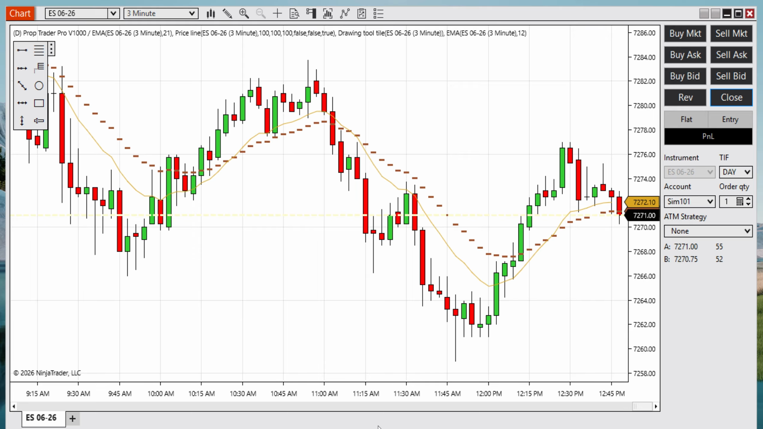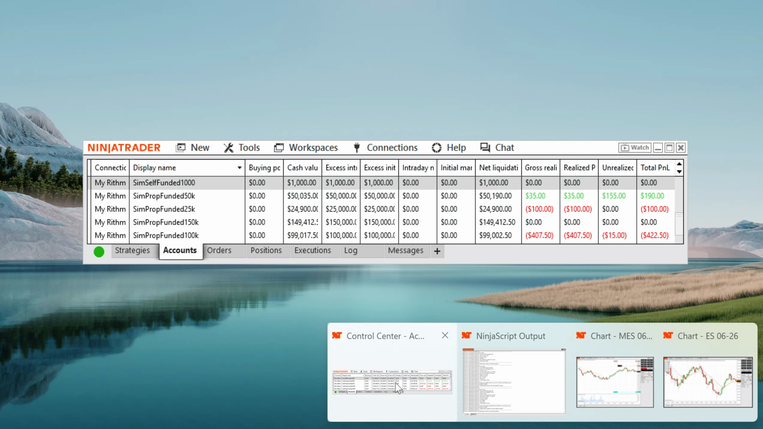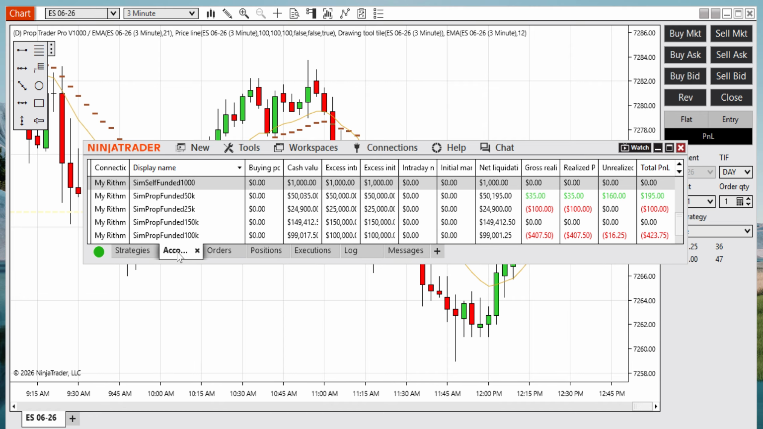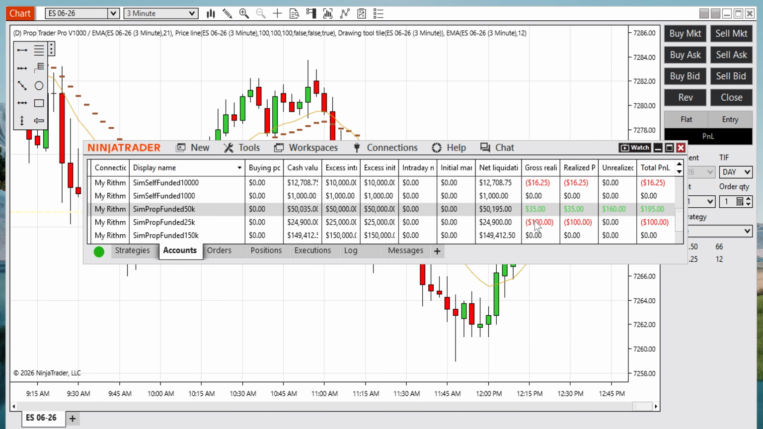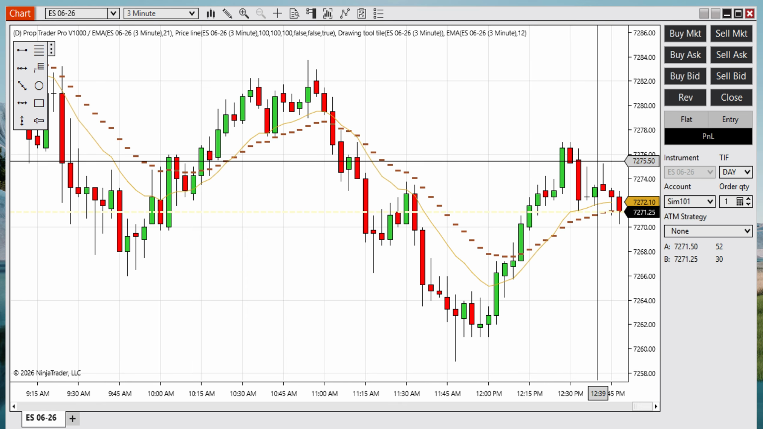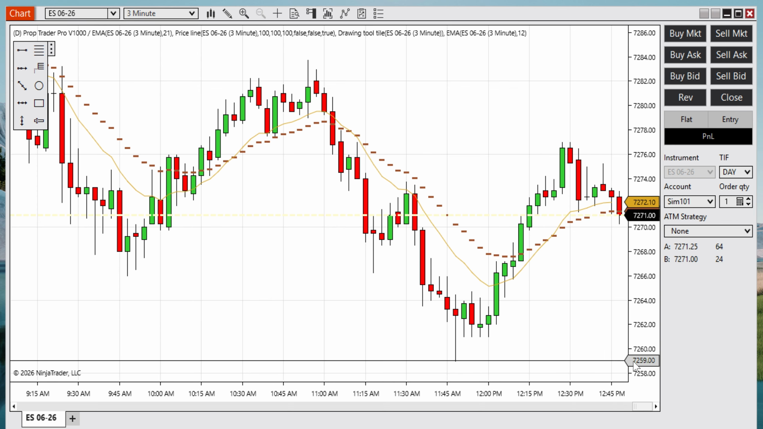Okay, then you're done. So how do you know whether you got the money or not? You go here, you go to your account, you go to your sim account, and then you can see. Okay, this is not that account, but if you go to that sim account, you can see plus $20 or whatever we made. Okay, so that is buy market, sell market.